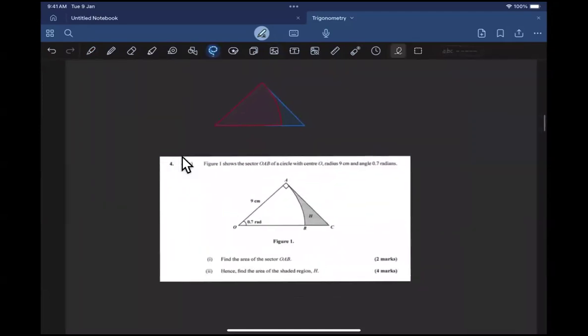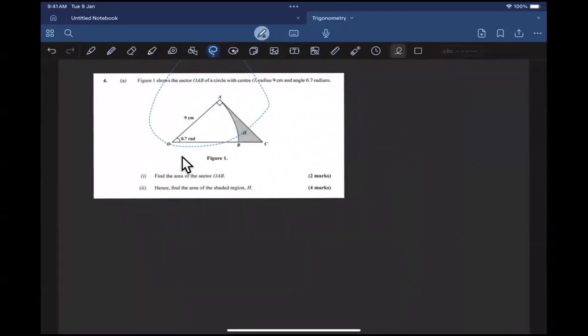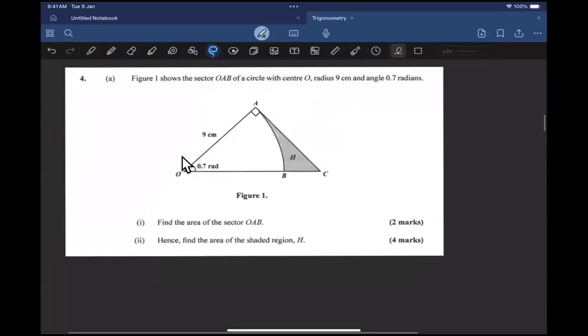The area of the entire triangle. Correct. Now, did they give you the base or the height for this? Did they give us the height?